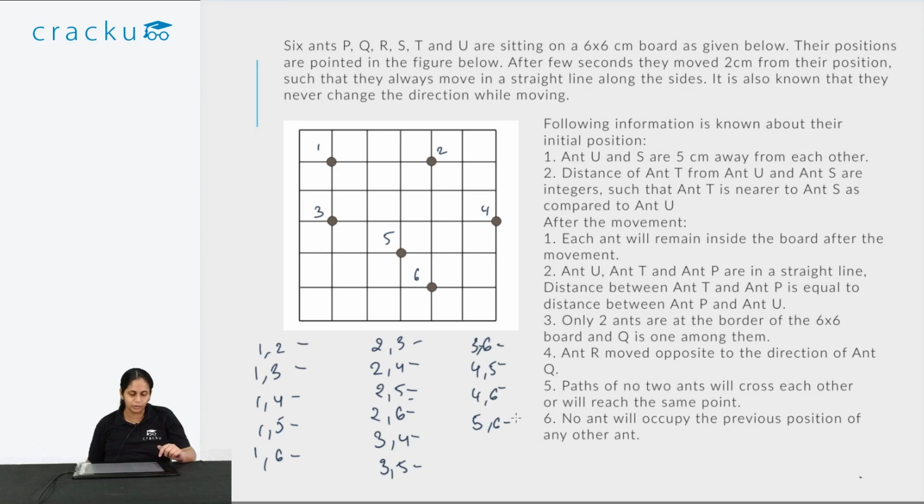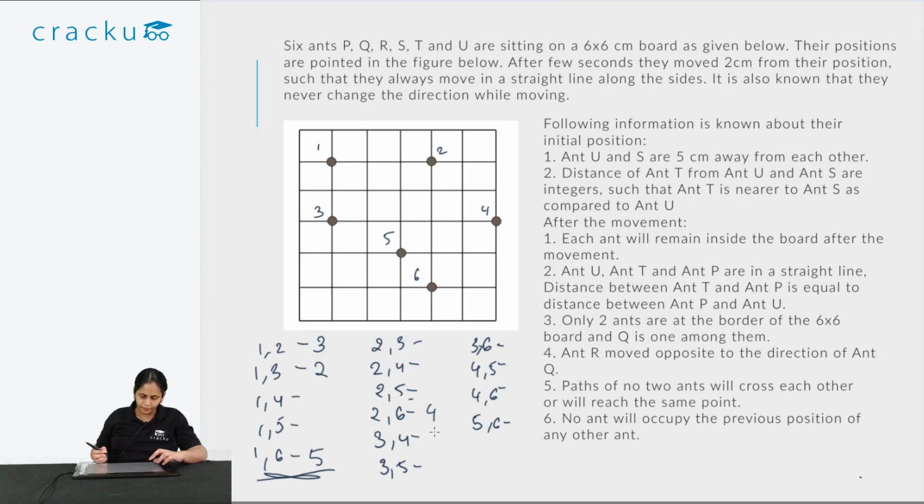What is the distance between 1 and 2? That is 3 centimeters. 1 and 3, then 1 and 4 would be square root of 25 plus 4, so root 29. 1 and 5 would be 9 plus 4, root 13. 1 and 6 would be 3 and 4, that is 9 plus 16, so this would be 5 actually. So I found one. 2 and 3 would again not be 5. 2 and 4 would not be 5, it would be 2 root 2. 2 and 5 would also not be 5. 2 and 6 would be 1, 2, 3, 4.